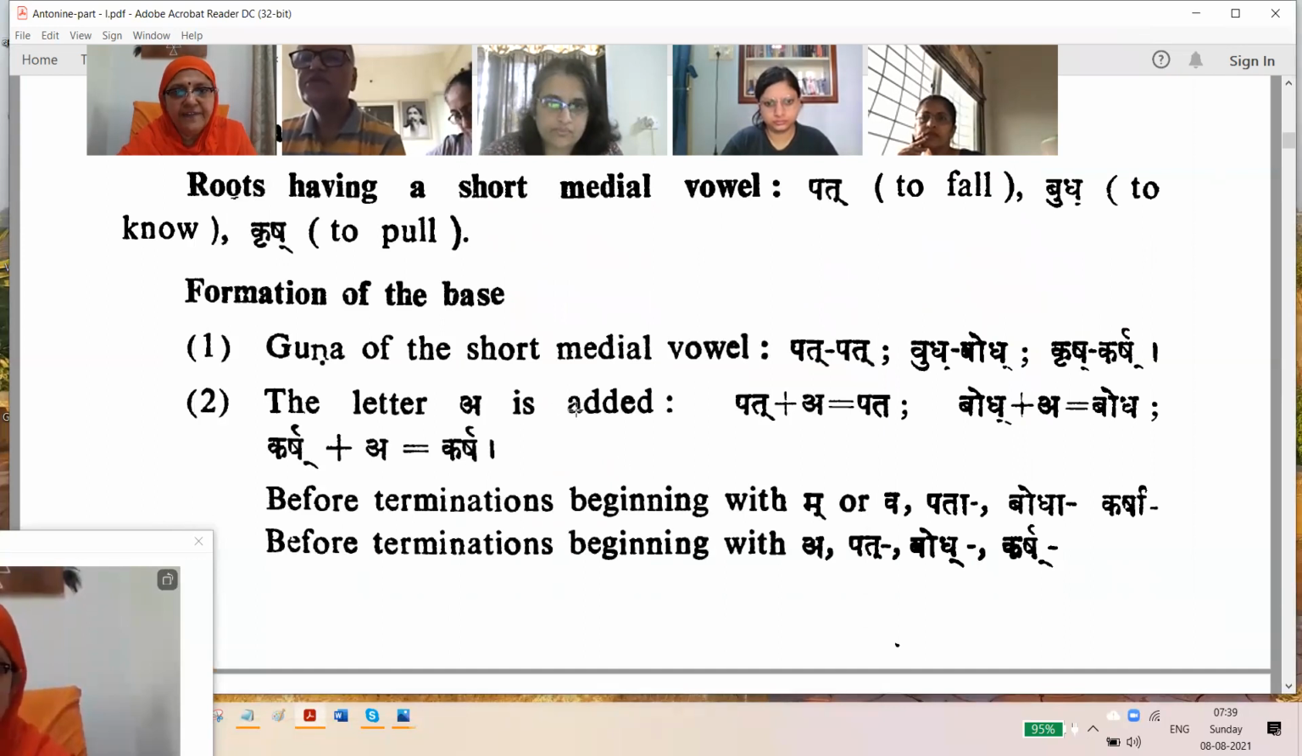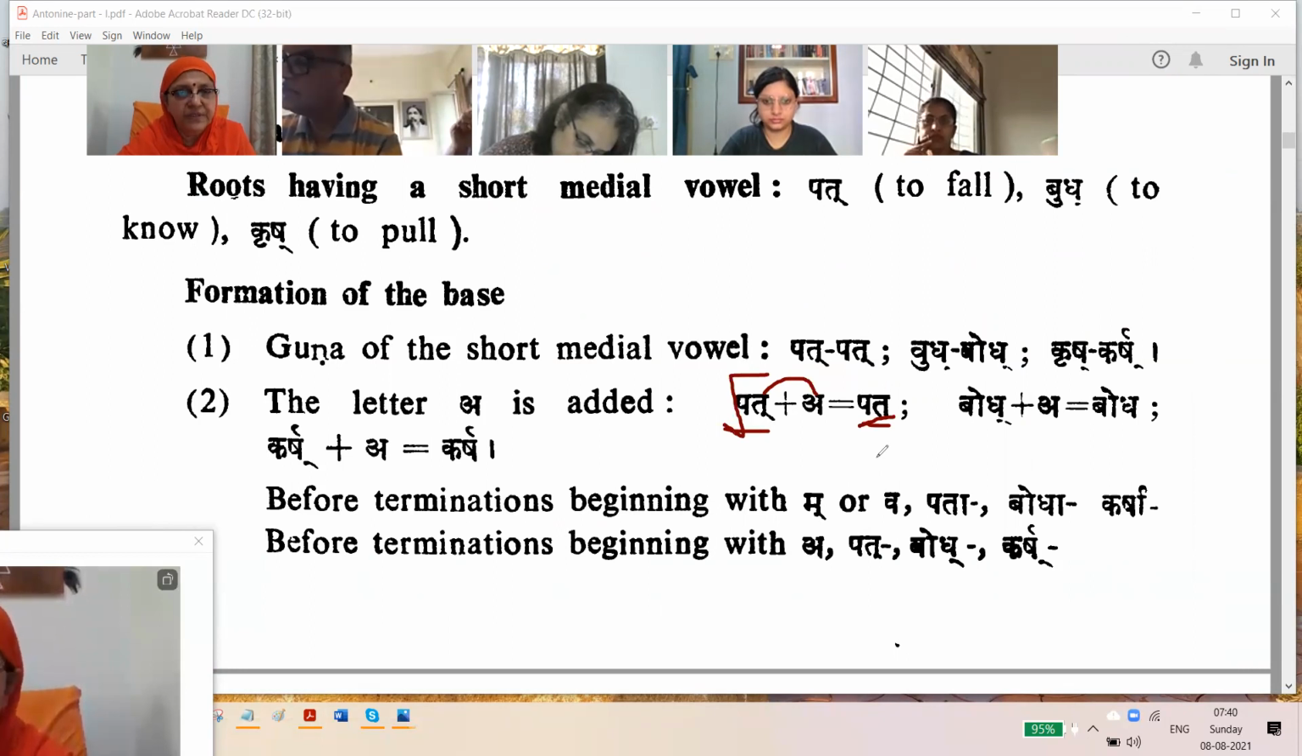The letter a is added: pat plus a becomes pata, because here there is no vowel to change. So this akara simply joins with pat. Pat means to fall. Pata, then patami, patavaha. So if I say, phalam patati, a small, very small sentence.